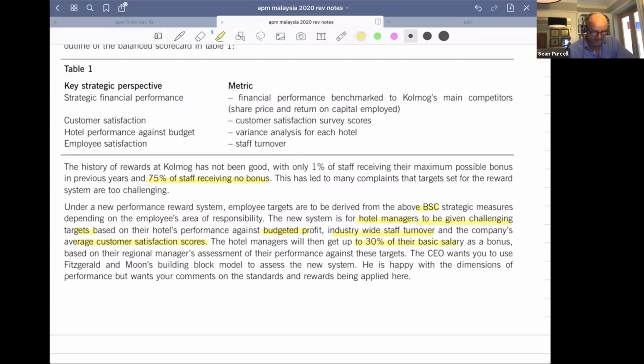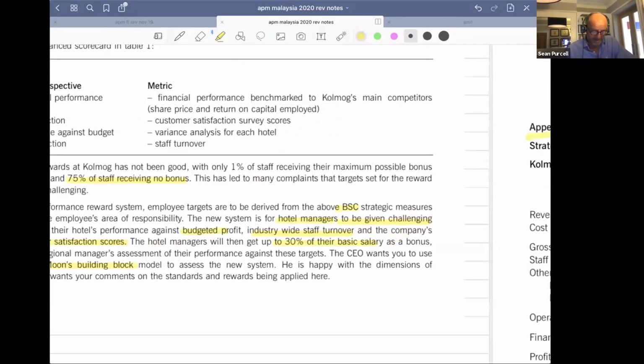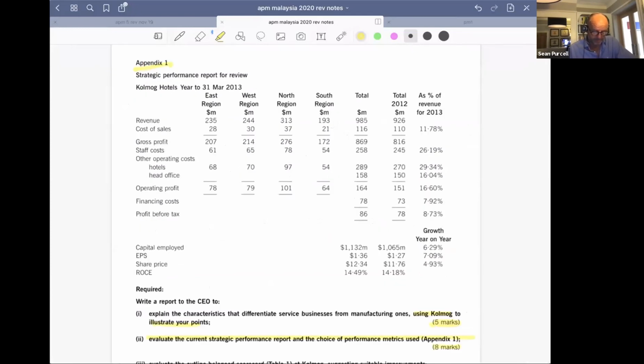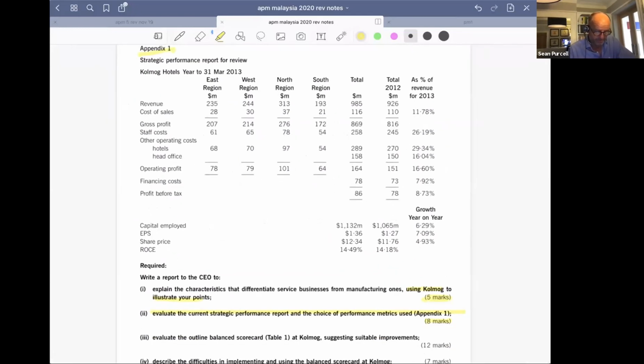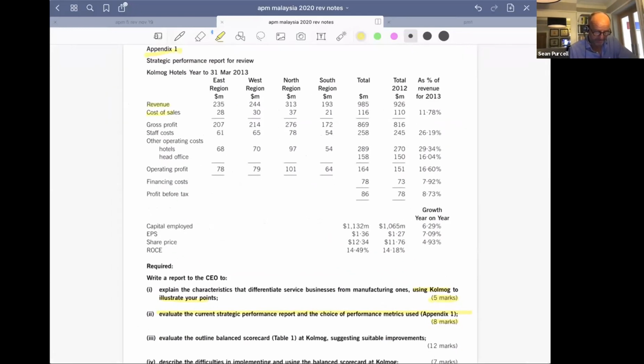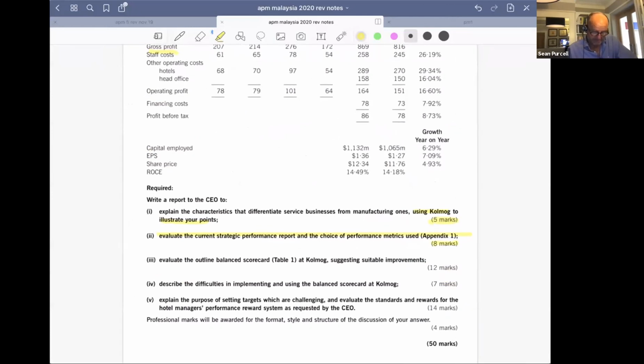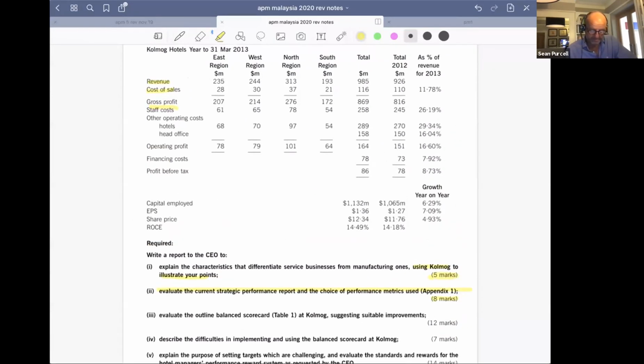Yep, the CEO wants you to use Fitzgerald and Moon's building block model. So it does ask for a specific model there, and you do need to be familiar with Fitzgerald and Moon's building block model. So there we have it. We then have the performance report for you to review. It looks at revenue, it looks at cost of sales, it looks at staff costs. But straight away, it doesn't really look at anything other than numbers, does it, in my opinion? So we might be commenting on that.